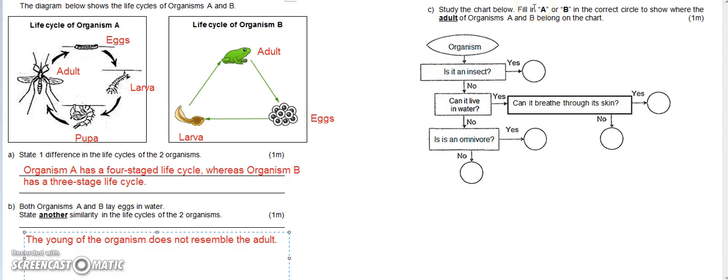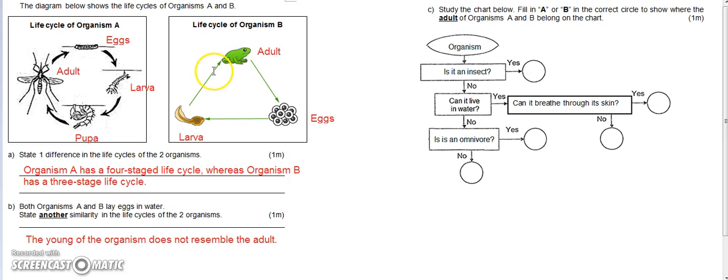Now let's look at C. Study the chart below, fill in A or B in the correct circle to show where the adult of organisms A and B belong in the chart. So this is a flowchart question. As you can see, there are many flowchart questions in science. Let's have a look. Organism, is it an insect? Yes. We know that organism A is an insect because it has 6 legs and 3 parts of the body. You can clearly see this is the head, second, and the third. So we know that organism A is an insect.